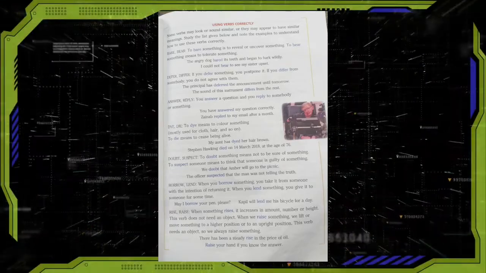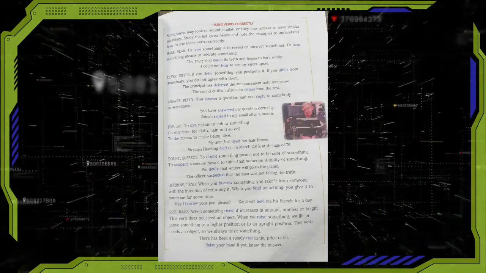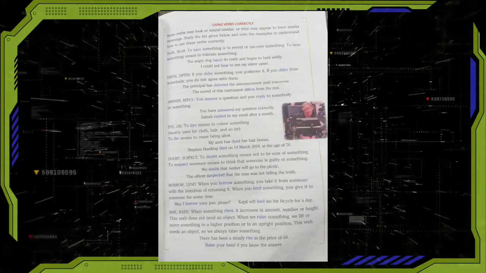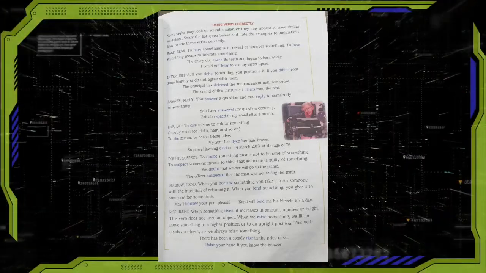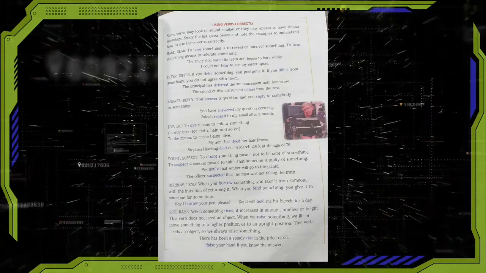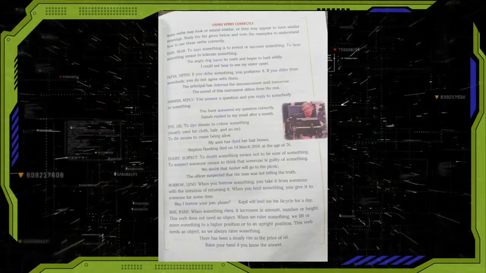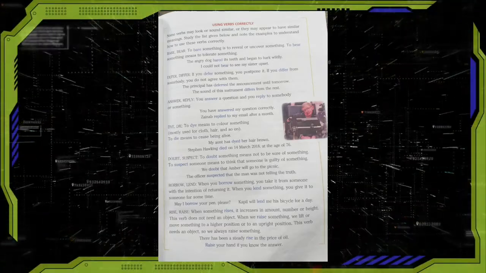Next one, borrow, lend. We will see the meaning. When you borrow something, you take it from someone with the intention of returning it. When you lend something, you give it to someone for some time. We'll see the sentence. May I borrow your pen, please? Kapil will lend me his bicycle for a day.